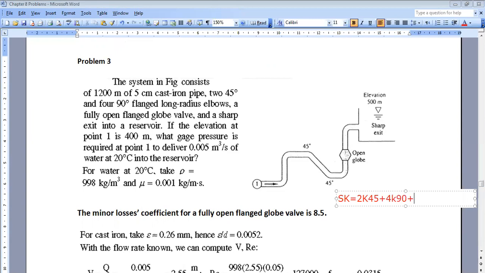And don't forget the K of exit. And also here I have the K of the open valve. So this is the whole.